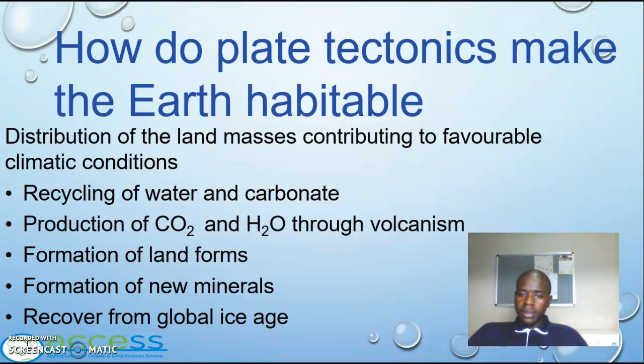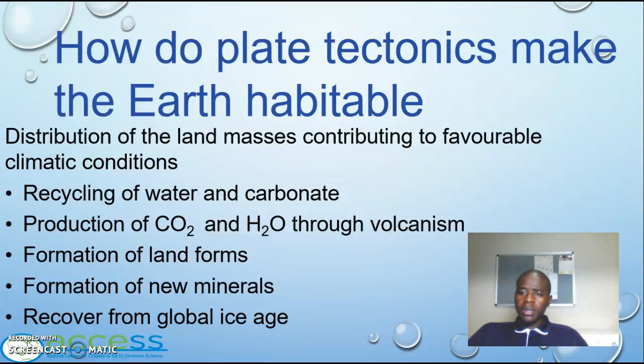Formation of land masses or landforms. Here is where we talk of the volcanic cones, which are formed when oceanic and oceanic plates collide, and when continental and continental collide, they form mountain ranges. Also when oceanic and continental collide, volcanic cones and mountain ranges are formed.